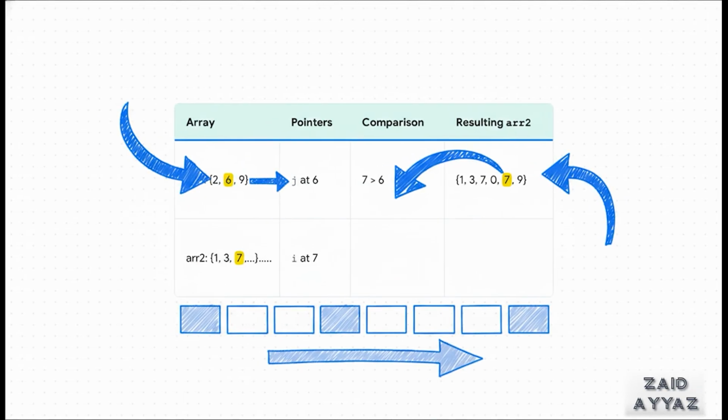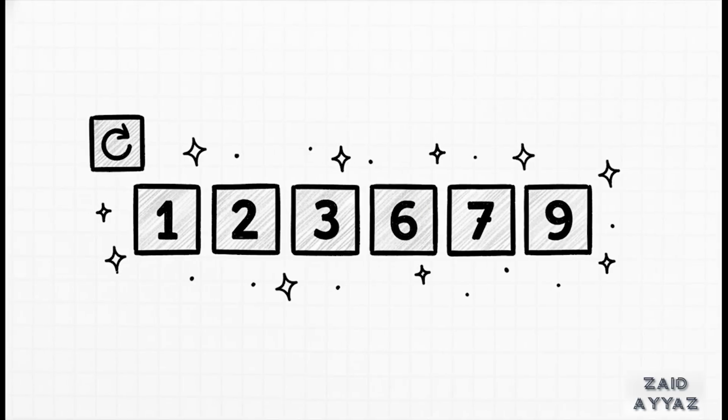Okay, next comparison. The pointer for the first array is now on the 6. The pointer for the second array is still on the 7. So which is bigger this time? The 7 is. So we take that 7 and we place it in the next available open spot. See what's happening? We're building the final sorted list backwards without ever writing over a number we still need to look at. And this process just keeps on going.